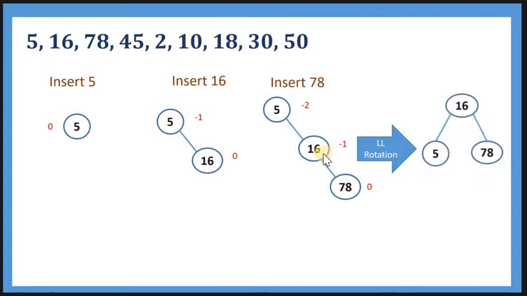So after applying the rotation, what is the new tree? The 16 becomes the parent node, 5 goes on to the left and 78 on the right side. So you have to move the element to the left one at a time. So you will get the new tree as this balanced tree, right? Now, what is your next element to insert? It is 45. So where you can insert this 45? It is the right side of 16 and the left side of 78.